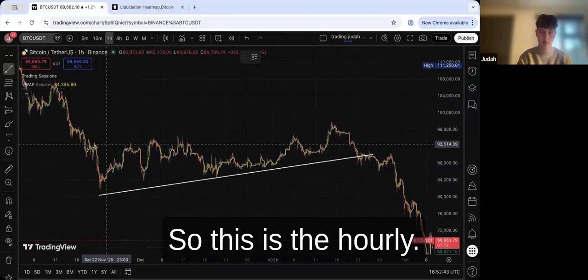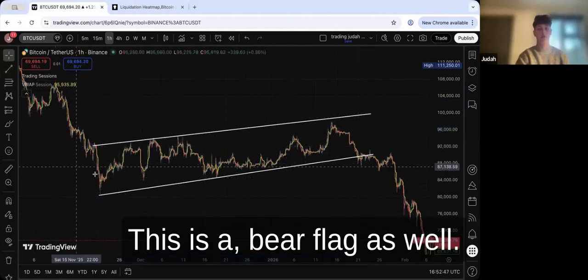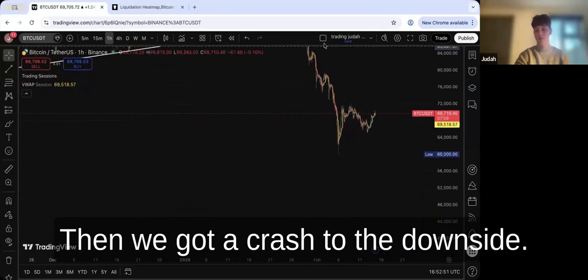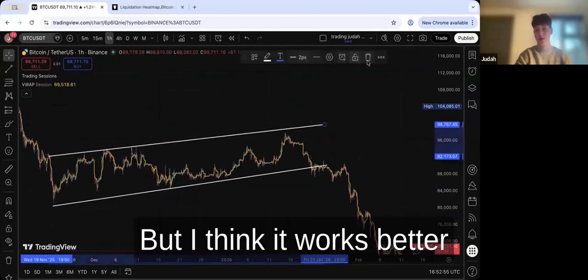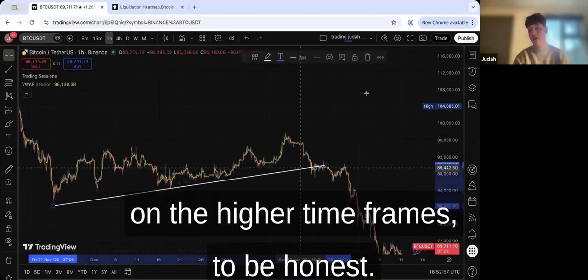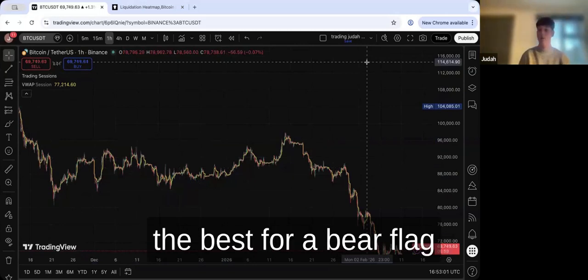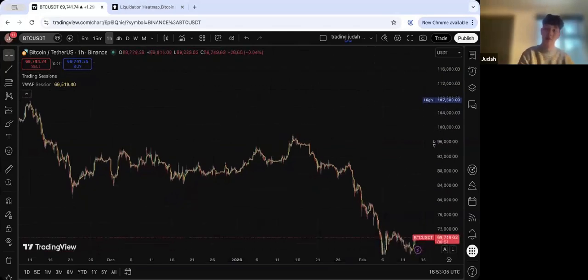This is the hourly. See, this is a bear flag as well, because the price action went up a little bit, and then we got a crash to the downside. But I think it works better on the higher time frames, to be honest. The daily is probably the best for a bear flag and a bull flag, in my opinion. What do you think?